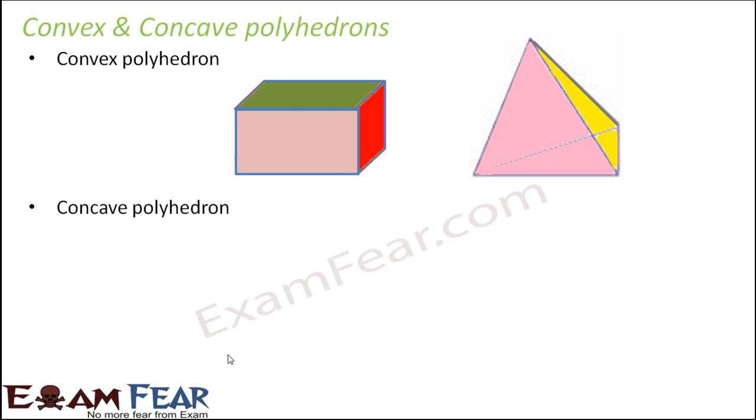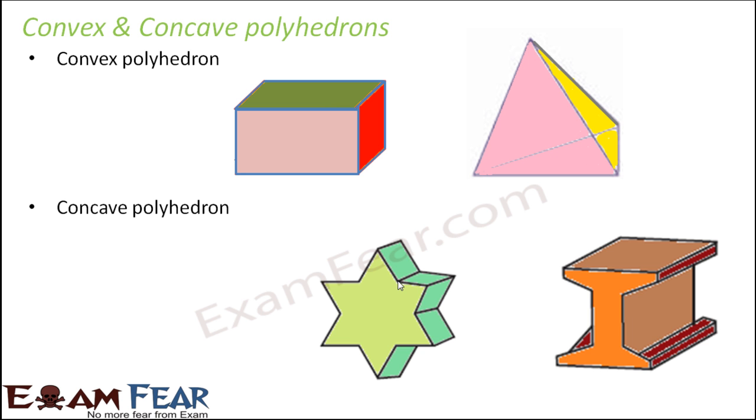Now what happens to a concave polyhedron? For example, the star. The star was a concave polygon, right? So a polyhedron where at least one of the surfaces is a star is going to be a concave polyhedron. Similarly, you look at this letter I. Here you see this angle is greater than 180 degrees, which shows that this face is a concave polygon. Therefore, this polyhedron would also be a concave polyhedron.